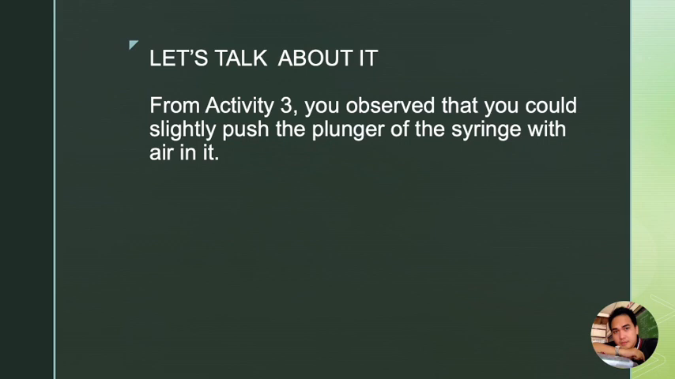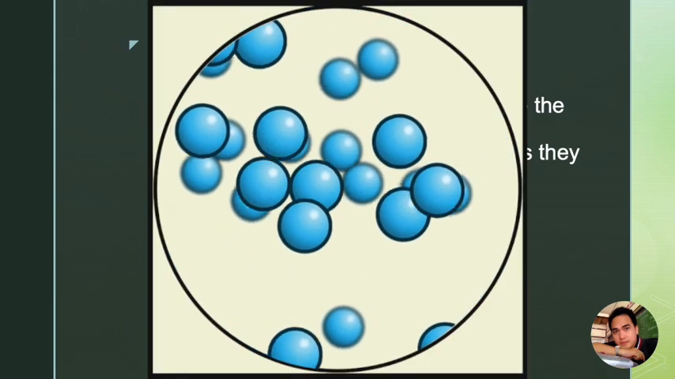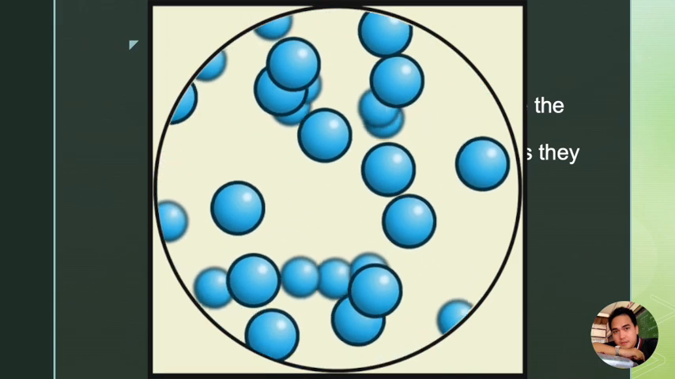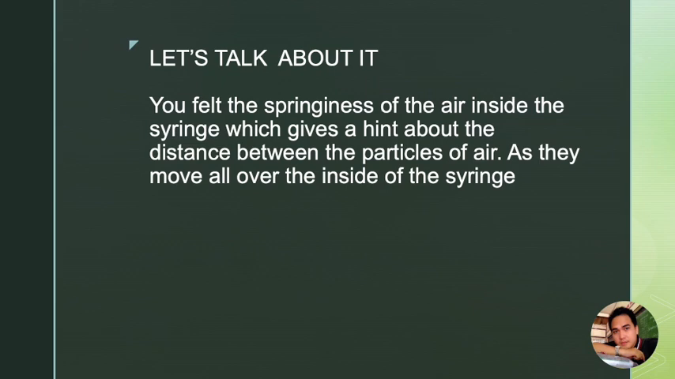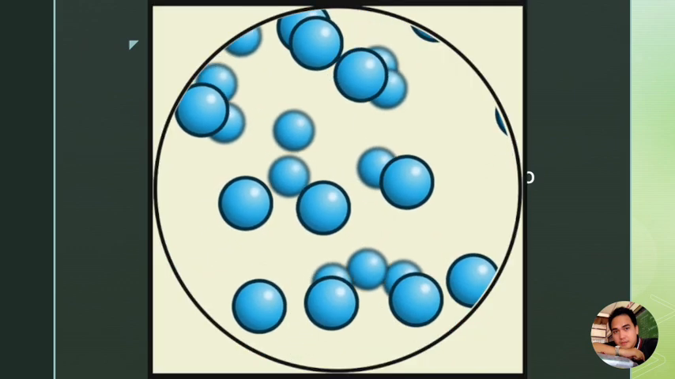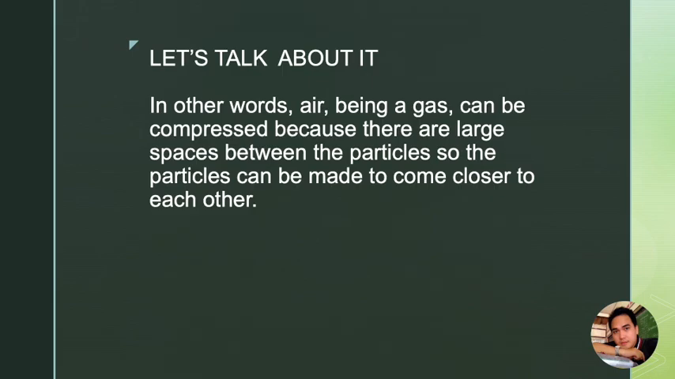So, from activity 3, you observed that you could slightly push the plunger of the syringe with air in it. You felt the springiness or pressure of the air inside the syringe, which gives you a hint about the distance between the particles of air as they move all over the inside of the syringe. In other words, air, being a gas, can be compressed because there are large spaces between the particles, so the particles can be made to come closer to each other.